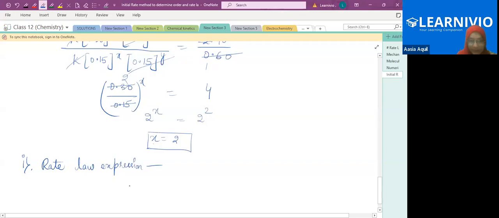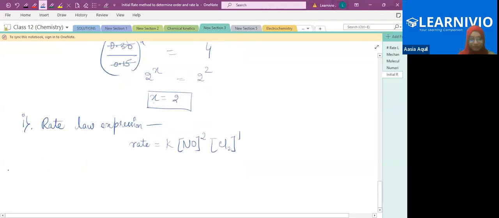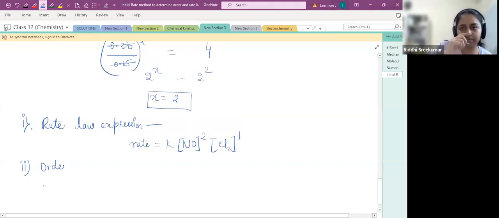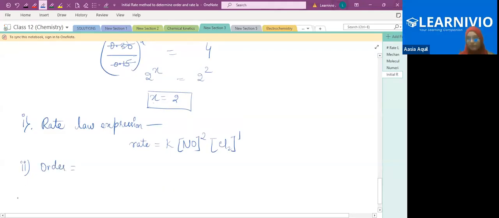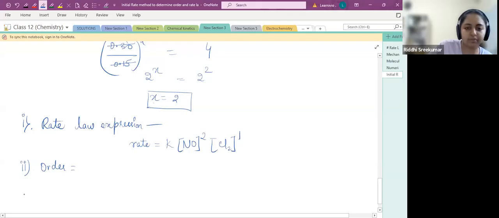So the rate law expression, now you can easily write down because we know the order of reaction with respect to A and B, right? Means with respect to both the reactants. So NO raised to the power x, which is 2, and Cl2 raised to the power 1 because the value of y is 1. Okay, now tell me the order. x plus y, which is 2 plus 1, which is 3.